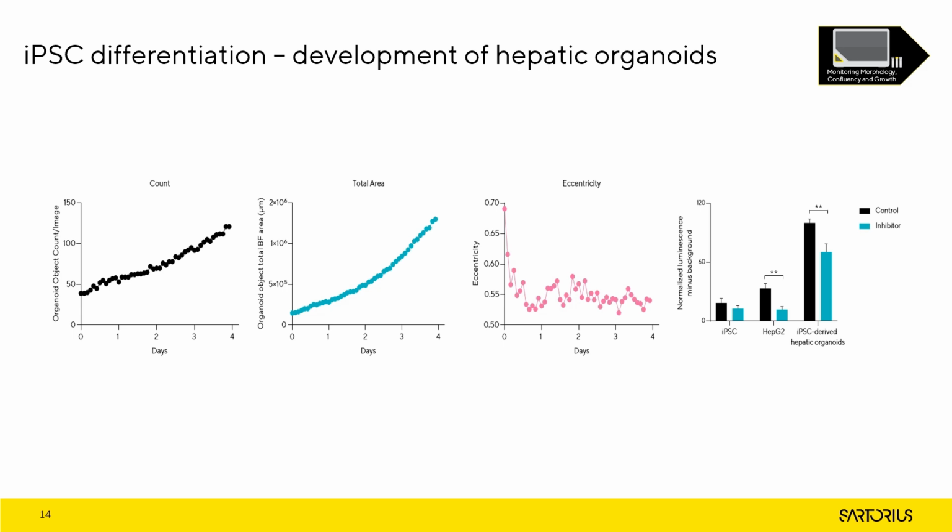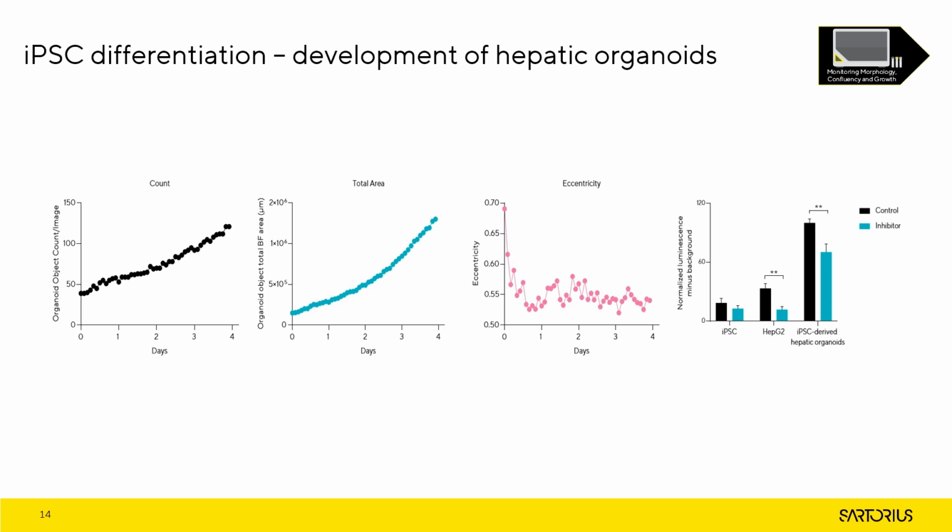A CYP450-Glo luminescence assay was used to compare CYP3A4 activity in iPSC-derived hepatic organoids, iPSC control cells, and HepG2 liver-like control cells in the presence and absence of a CYP3A4 inhibitor, verapamil hydrochloride. The graph on the right shows the data collected in this experiment, and the iPSCs had a very low level of CYP3A4 enzyme activity, which was unaffected by treatment with the enzyme inhibitor, as expected, while HepG2 cells had high levels of enzyme activity that was significantly inhibited by verapamil hydrochloride.